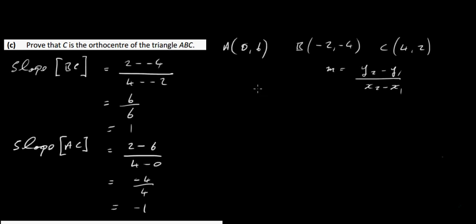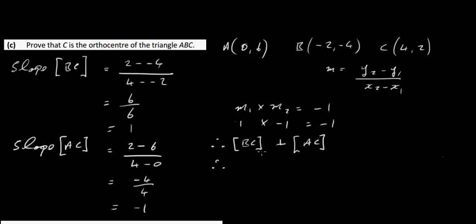So if I multiply the two slopes then, so in other words, m1 times m2 should be -1. So m1 is 1, m2 let's say is -1. I do get -1, therefore BC, the line segment BC, is perpendicular to the line segment AC.